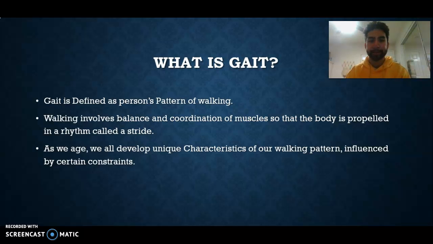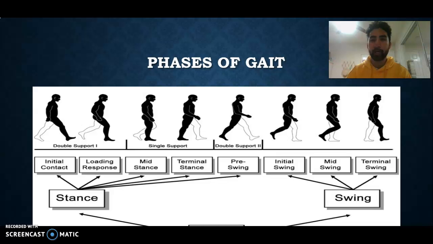throughout the PowerPoint. But I'm going to go a little bit more into detail about the phases of gait. So the phases of gait are divided into two main phases, the stance phase and the swing phase. In the stance phase, we have initial contact, loading response, which is more of the double limb support, and then into the single limb support, which is the mid stance, terminal stance. And after the terminal stance, we start with the actual swing phase.